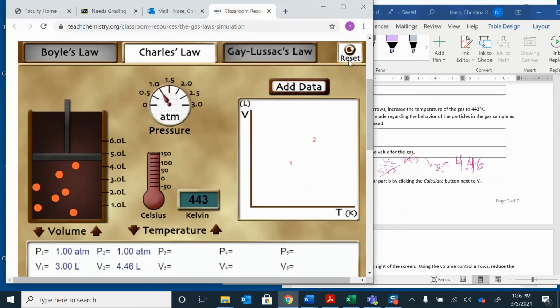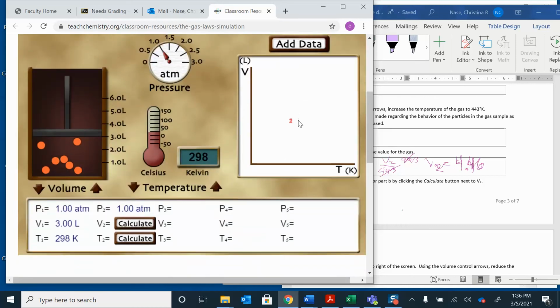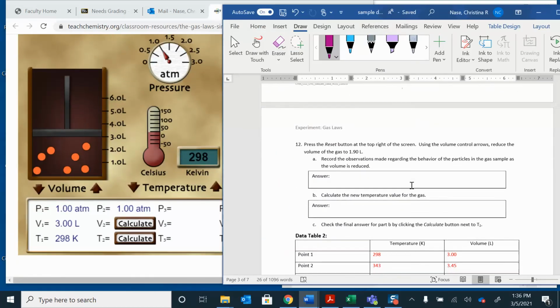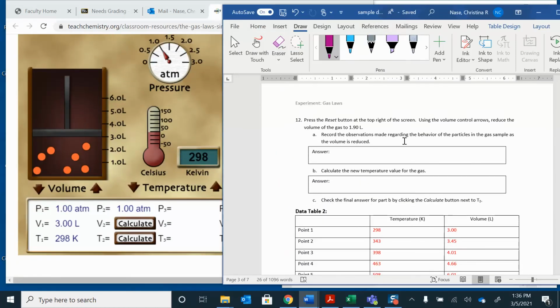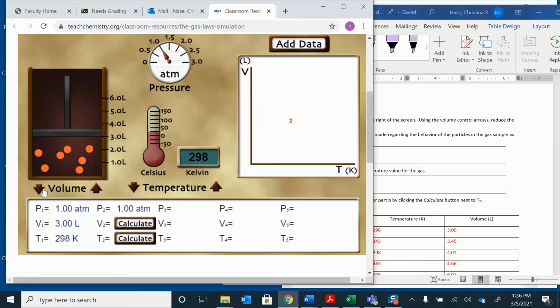So I'm going to reset up there with my reset button. And then down here, this time they want you to change the volume. So use the volume controls to reduce the volume. All right, so what happens if I reduce the volume? Right now I'm at 3. I'm going to go down to 1.9. 1.9. You can see what happened. It went down, and the temperature also went down.